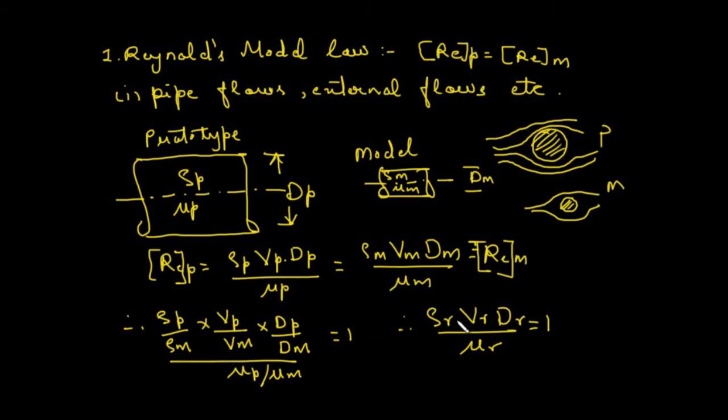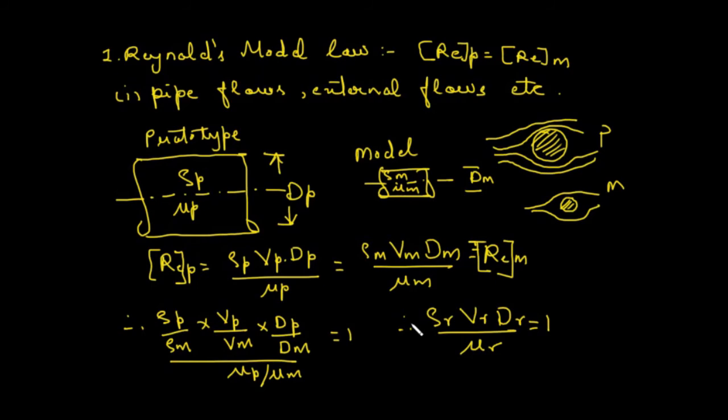So if we further analyze this, we would end up with rho r Vr dr upon mu r is equal to 1. Now here rho r is the ratio for densities, Vr is the ratio for velocity, dr is the ratio for diameters, and mu r is the ratio for dynamic viscosities.